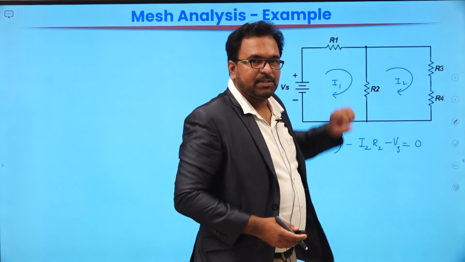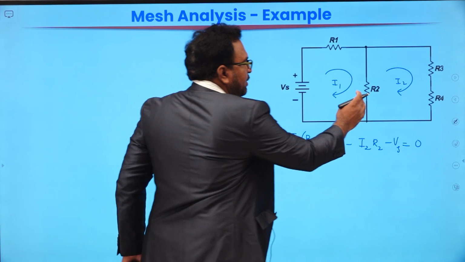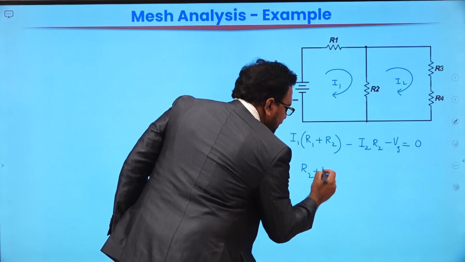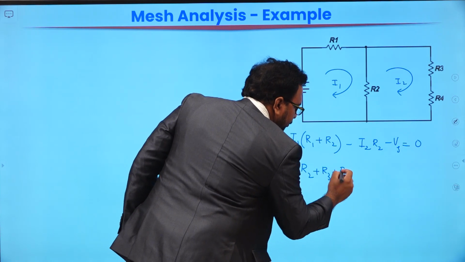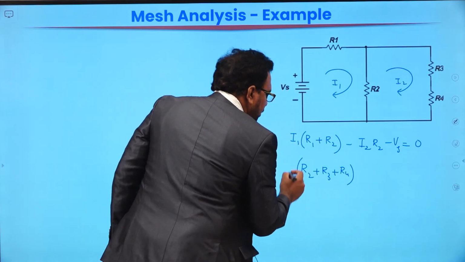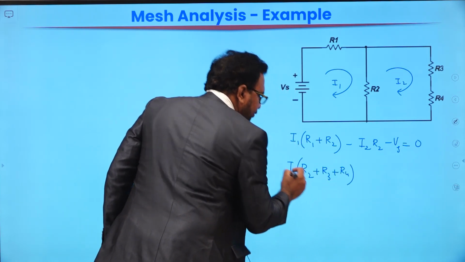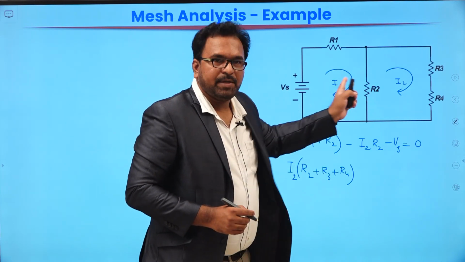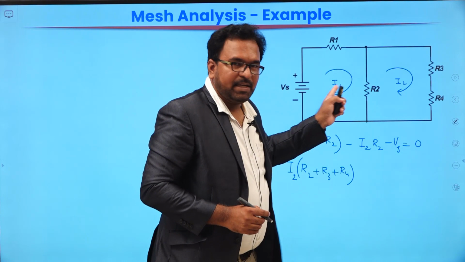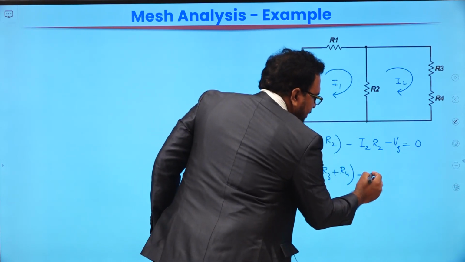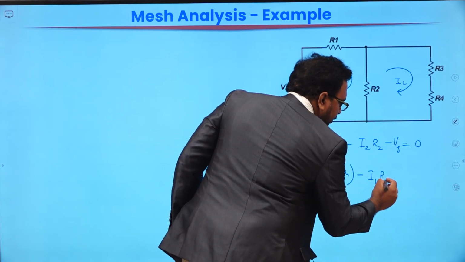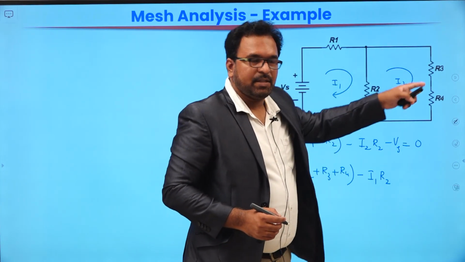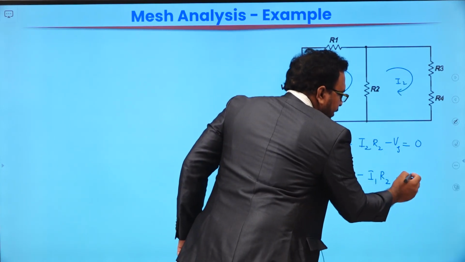Coming to the second mesh, what is the total resistance here? R2 plus R3 plus R4 into what is the second mesh current? I2. Now in this, R2 is common to both the meshes and the currents are the same. When the currents are the same, you are going to put minus I1 into R2. Is there any source in this mesh? There is no source. Then directly you can write equal to 0.